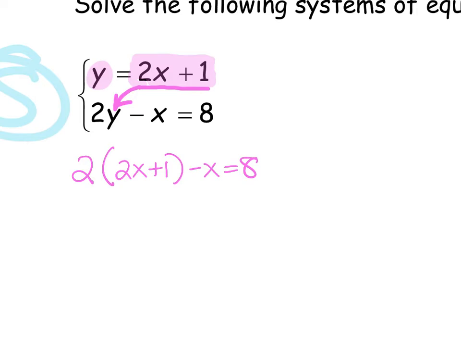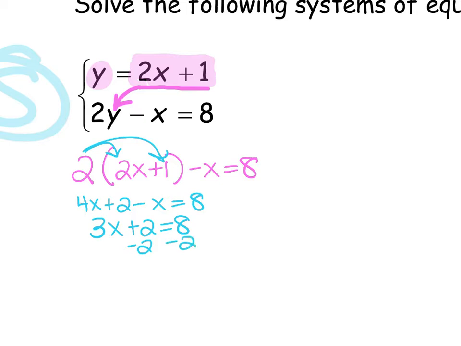There's only x's in the equation. I'm going to distribute the 2. So this becomes 4x plus 2 minus x is equal to 8. 4x minus x is 3x plus 2 is equal to 8. Subtract 2 from both sides. This leaves me with 3x is equal to 6. Dividing both sides by 3, x is equal to 2.